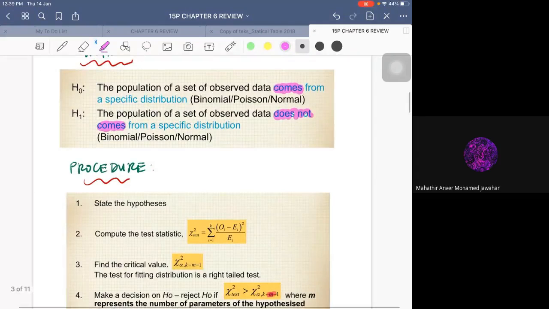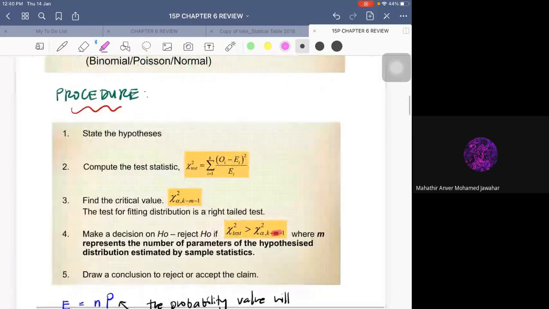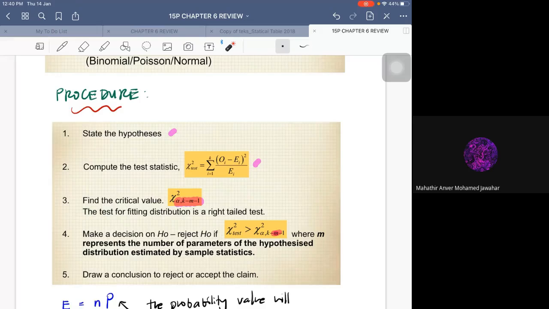In terms of procedure, it's exactly the same as what we have seen before. You state the hypothesis, and this is going to be your chi-square. If you notice, even the formula is exactly the same. However, the critical value will be slightly different. Previously, for goodness of fit for categorical, we had chi-square alpha, k minus 1, but now it is going to be k minus m minus 1. But you don't have to worry because we have revised our syllabus starting from last semester. Previously, when we had this kind of question, the probability was not given, meaning that you had to calculate the probability. So what is going to be the value of your m?